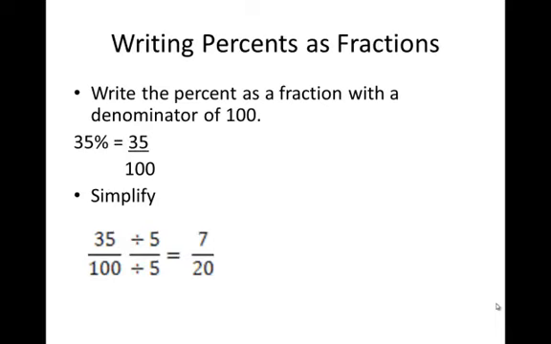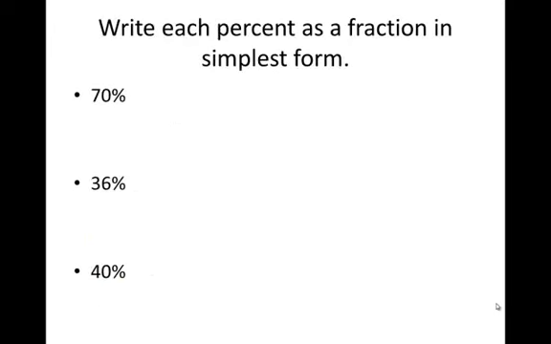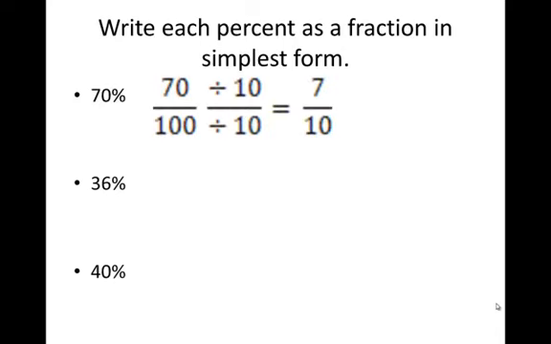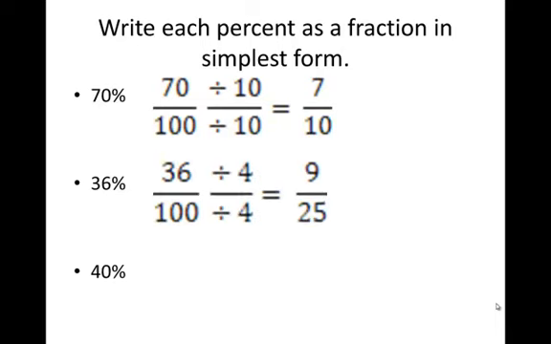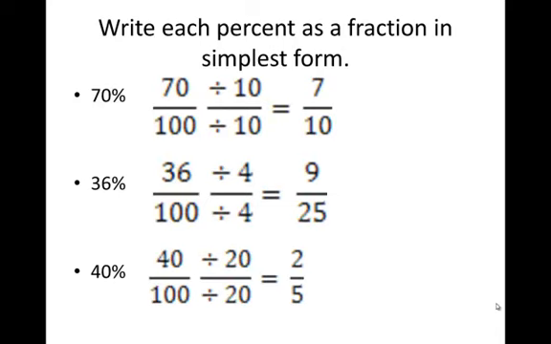You can also take percents and write them as fractions in simplest form. So 70% will go from 70 over 100 to 7/10. 36% means 36 over 100. Simplify it, divide the top and bottom by 4 and get 9/25. And 40%, that's an easier one hopefully, would be 40 over 100, divide the top and bottom by 20 to get 2/5.